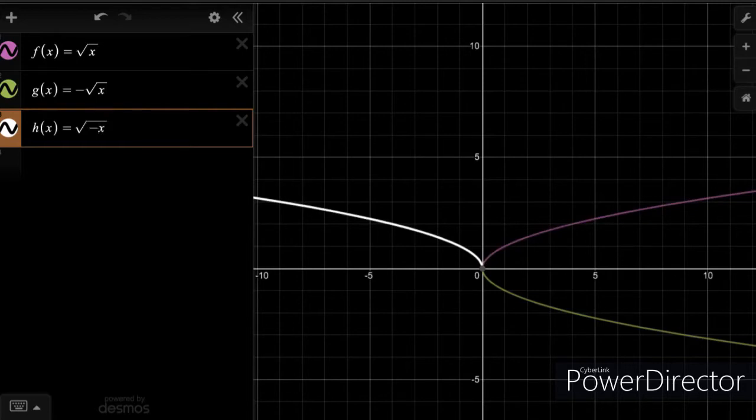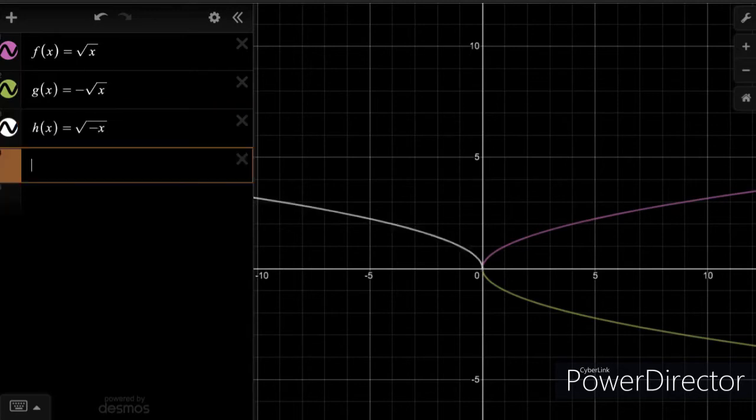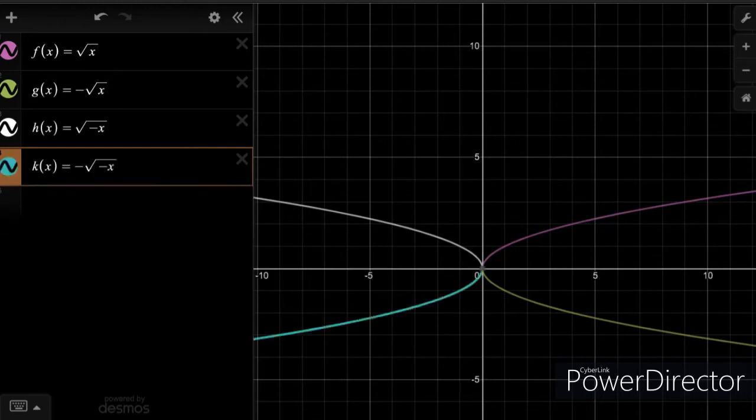And then pause this video and think about how you would flip it over both axes. Well, I'm running out of letters. Maybe I will do k of x is equal to, so I'm going to put the negative outside the radical sign, and then I'm going to take the square root, and then I'm going to put a negative inside the radical sign, and notice, it flipped it over both the x-axis and the y-axis to go over here.